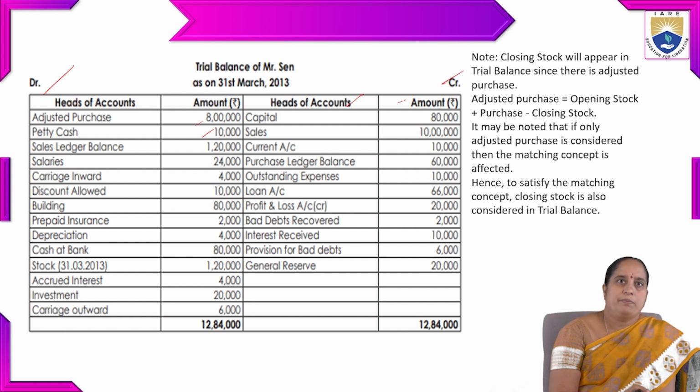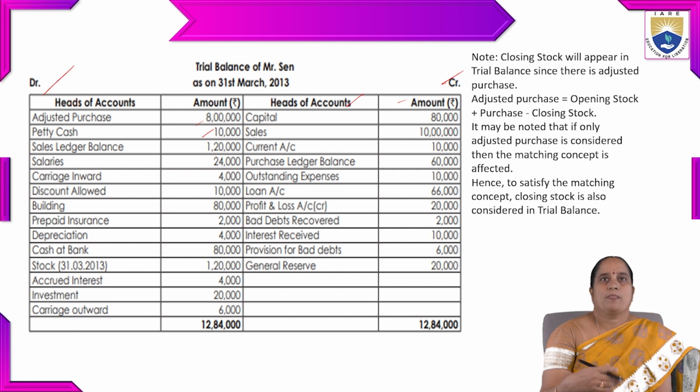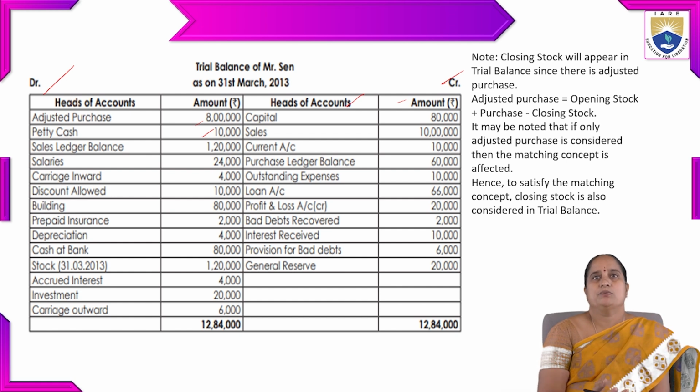Debit side. Prepaid insurance. Expense. Debit side. Depreciation. Expense. Debit side. Cash at bank. Asset. Debit side. Stock. Asset. Debit side. Accrued interest. Expense. Debit side. Investment. Again, this is also an asset. Debit side. Carriage outward. Expense. Debit side. So capital, like it is revenue, income.